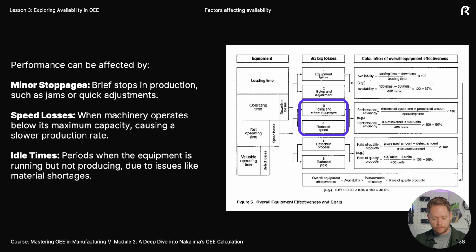Performance can be affected by three things. First, minor stoppages. That means brief stops in production, such as jams or quick adjustments. Second is speed losses, when machinery operates below its maximum capacity, causing a slower production rate. And third, idle times. These are periods when the equipment is running but not producing due to issues like material shortage. In summary, measuring performance in OEE helps identify equipment efficiency and production bottlenecks. Addressing factors like minor stoppages and speed losses improves overall productivity.